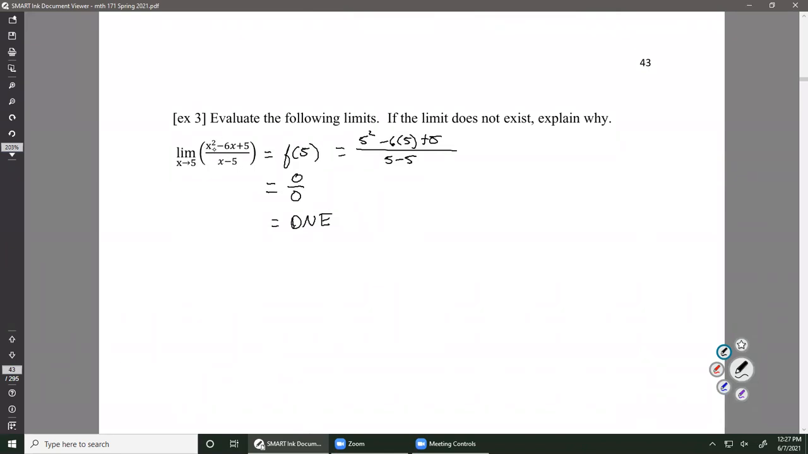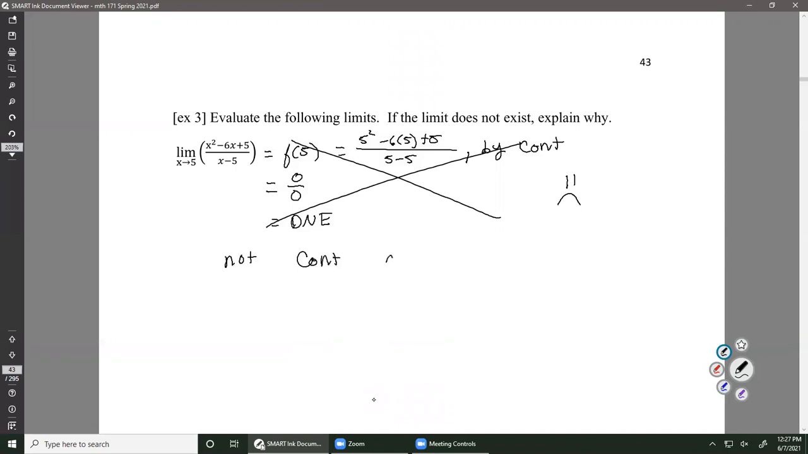Is x squared minus 6x plus 5 over x minus 5 continuous at 5? No. So this method doesn't work because technically I should have said by continuity, but it's not continuous. So this whole thing makes me sad. That doesn't work. So not continuous at x equals 5.